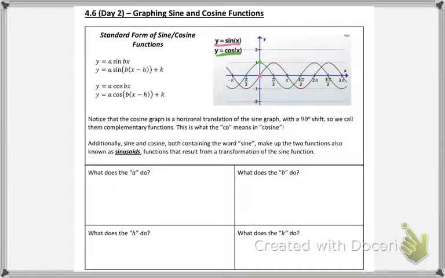So we call them complementary functions, and this is what the co in cosine means. Cosine is just the complementary function of sine. Additionally, because sine and cosine both contain the word sine, they make up the two functions that are also known as sinusoids. That's what we're going to be graphing in this unit. They're just functions that result from transforming the parent sine function.